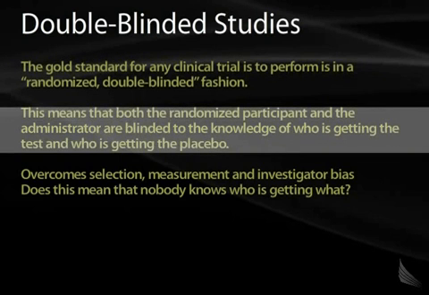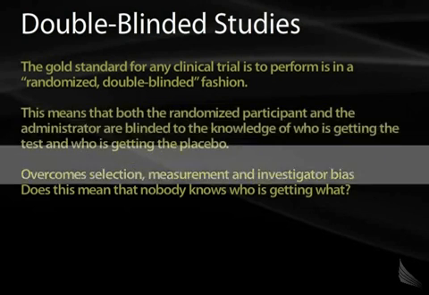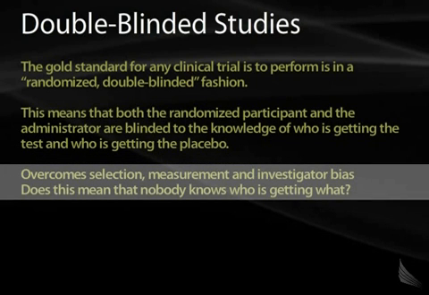This means that both the randomized patient and the administrator are blinded to the knowledge of who is getting the test and who is getting the placebo. This overcomes selection bias, measurement bias, as well as investigator bias. Again, does this mean that nobody knows who is getting what? No. As mentioned previously, a third party controls this information.